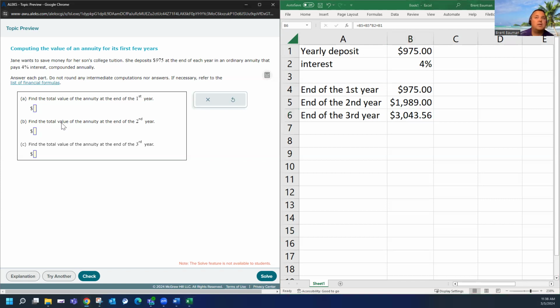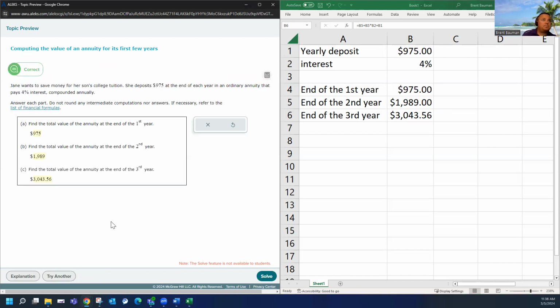All right, let's go ahead and type in what we have. So we have $975. We have $1,989. And we have 3,043.56. Better put commas in here. Double check our answers. 975, 1,989, and 3,043.56. All right, check our answer.